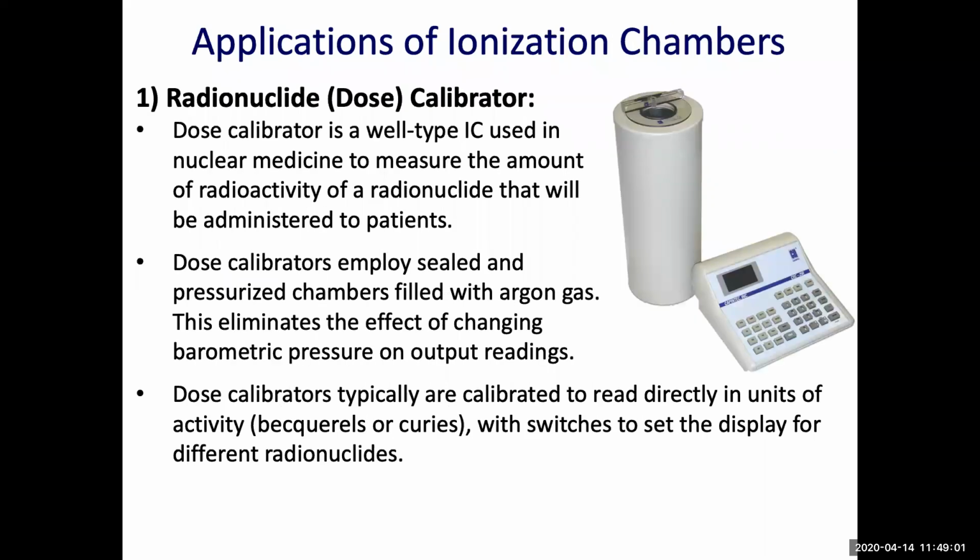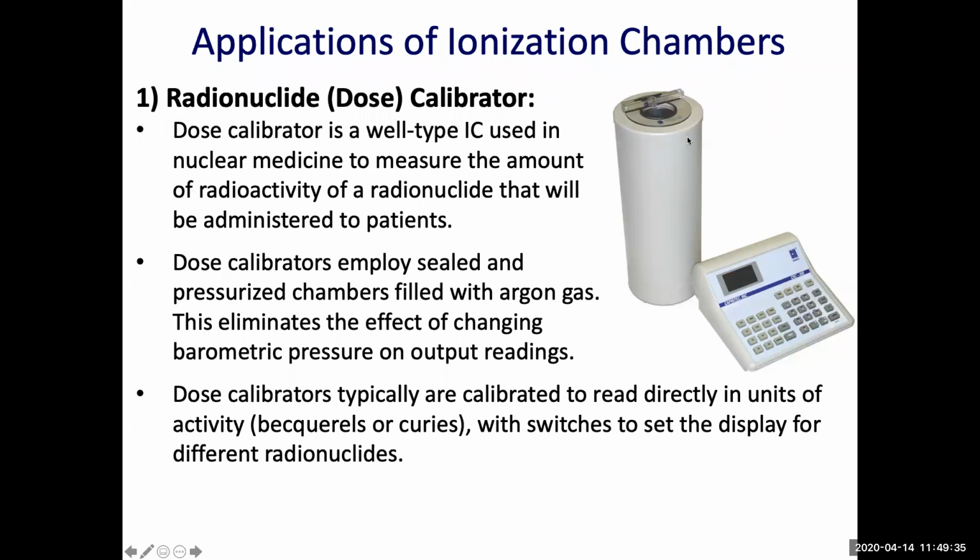Regarding applications of the ionization chamber in nuclear medicine, the first one is the radionuclide dose calibrator. National and international regulations require that every dose of radiopharmaceutical to be administered to a patient must be measured prior to administration, and this is achieved using a dose calibrator. A dose calibrator is a well-type ionization chamber used for measuring and verifying patient doses, and it also measures generator elutes or shipments of radioactivity.